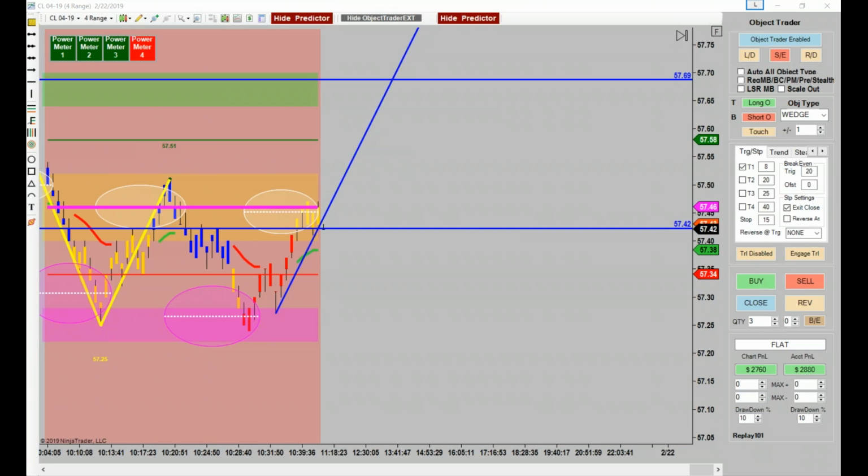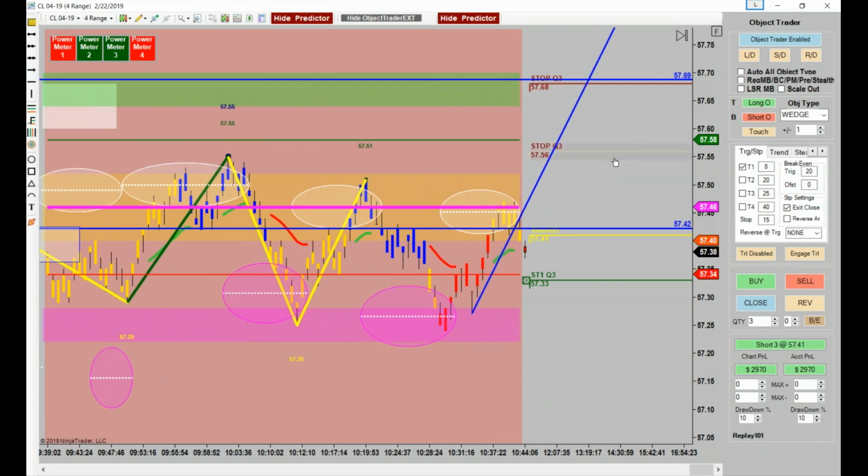Touch +1, you going to fire on me or not? There it goes. Just trying for 8. Just scalping. Now keep in mind I could probably go lower than that because I see support, but I'm just going to see if we can scalp this thing.